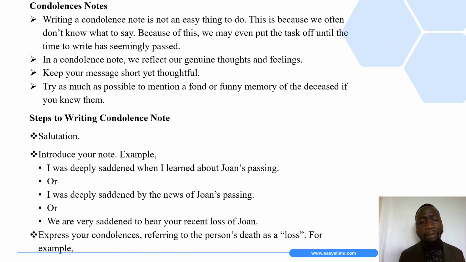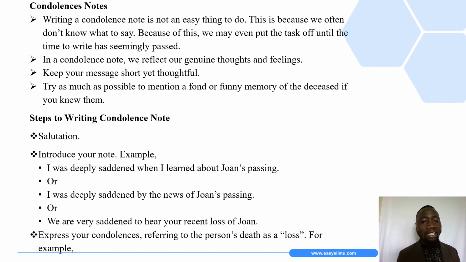For instance, I was deeply saddened when I learned about Joan's passing. Or you can say, I was deeply saddened by the news of Joan's passing. Or you can as well say that we are very saddened to hear of your recent loss of Joanne. So as you introduce, remember to express your regrets before you proceed to the intended message that you want to leave.